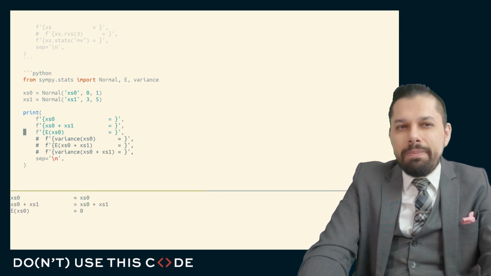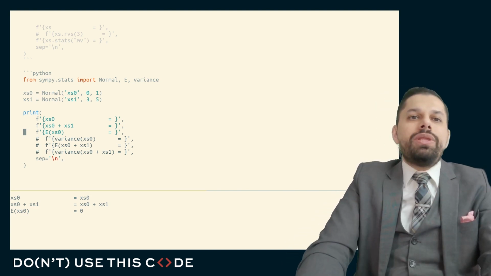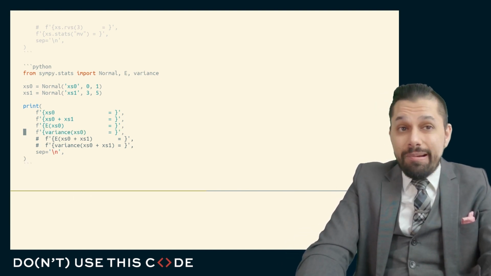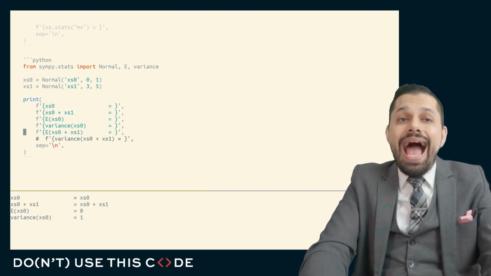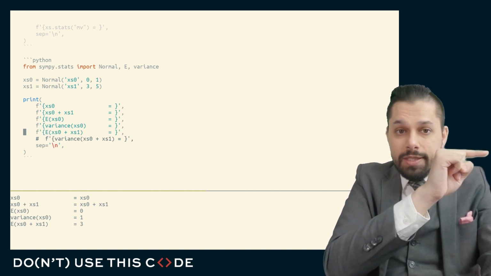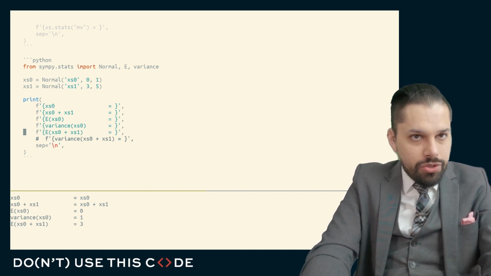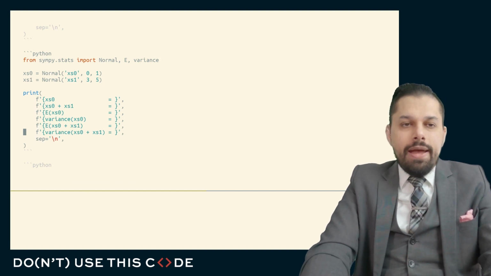But I can ask, what is the mean, the expectation of this? And this doesn't exist concretely, but it can tell me what the mean is. I can ask it what the variance is. This doesn't exist concretely, but it can tell me what the variance is. I can ask it what the expectation is of x's plus x_0 and x_1. And neither of those exist concretely, but it can tell me what the mean and variance are of these.